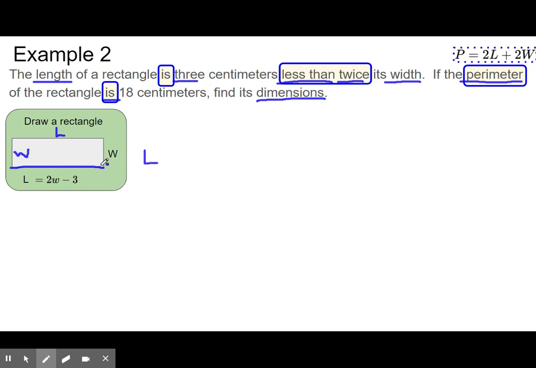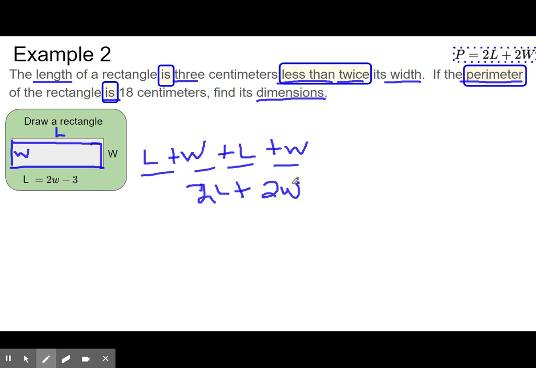So that's L plus W plus this other L over here plus W. Okay, I could have old schooled it like I never learned that formula. That's 2 L's plus 2 W's. All right? That's why I love having a picture. It really helps out.